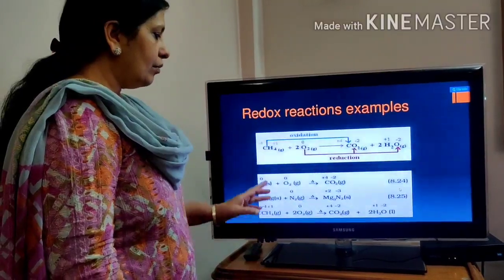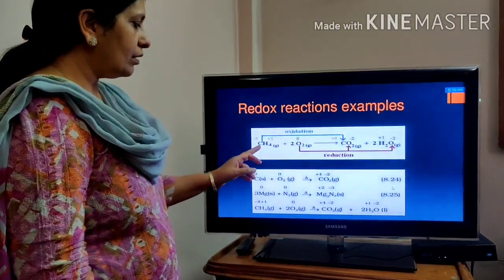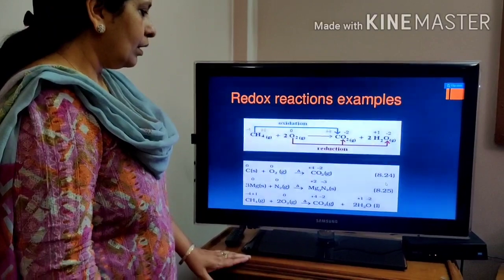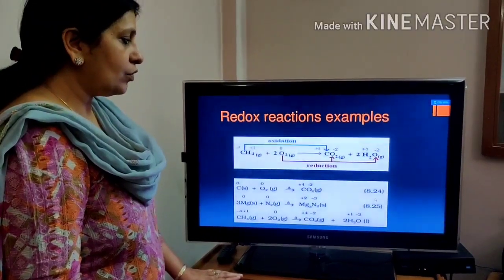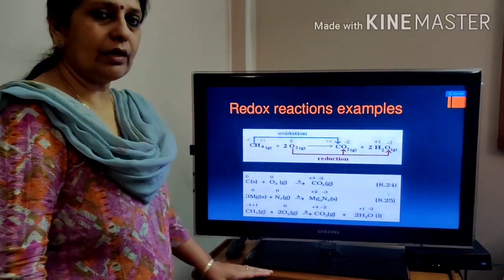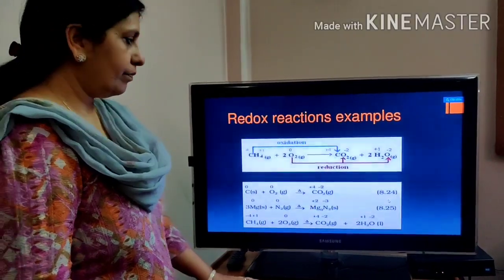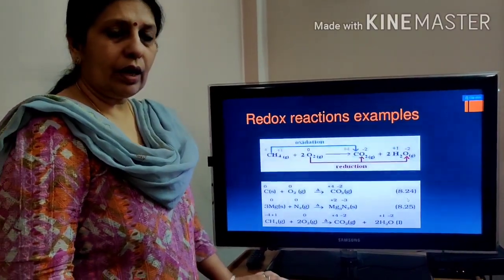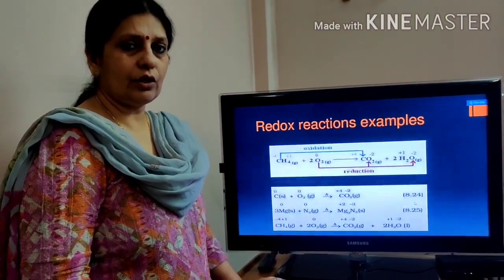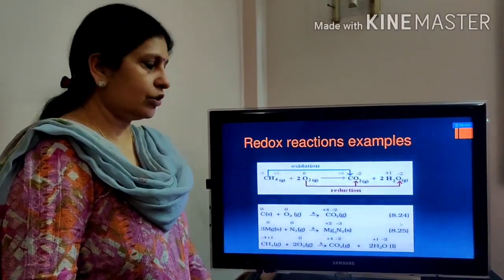Another reaction is methane plus oxygen gives us carbon dioxide and water. Now in this we find that methane is combining with oxygen, forming carbon dioxide and water. So methane is getting oxidized to carbon dioxide because carbon is gaining oxygen, and oxygen is getting reduced to water because it is gaining hydrogen. Once again, gain of oxygen is oxidation, loss of oxygen is reduction. Gain of hydrogen is reduction and loss of hydrogen is oxidation.